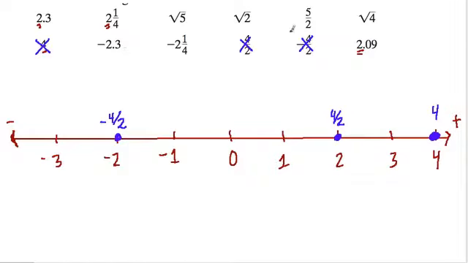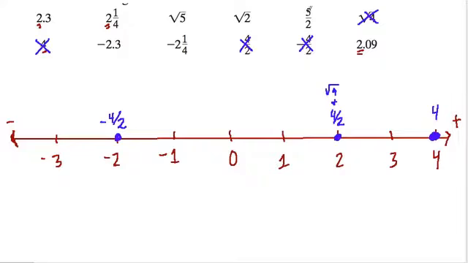Other easy ones. Well, 5 over 2 is kind of easy, but square root of 4 is super easy. That's just 2 as well, because square root of 4 is 2, and 2 times 2 is 4. So I'm going to label this as 4 over 2 and the square root of 4. Both of them are at this point.